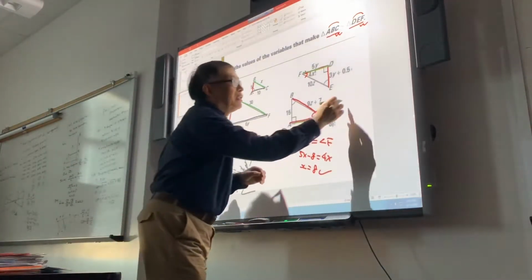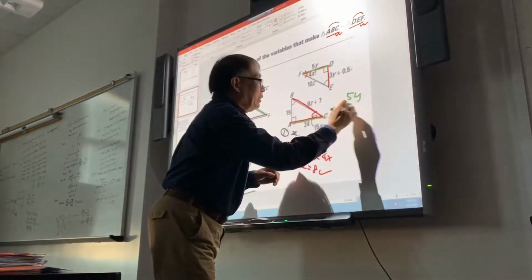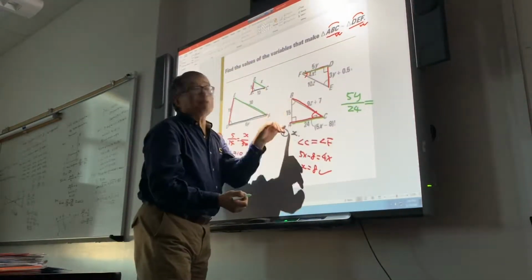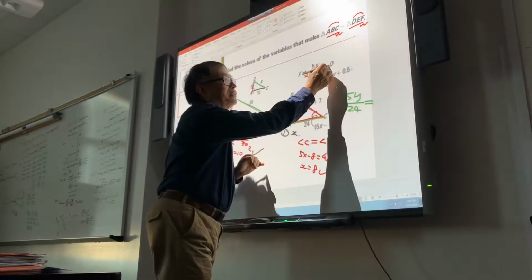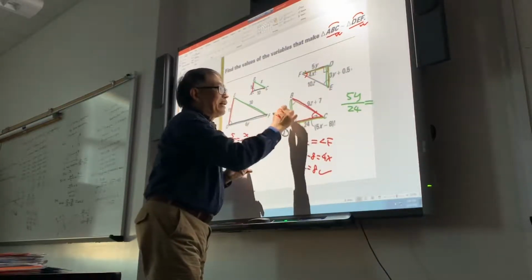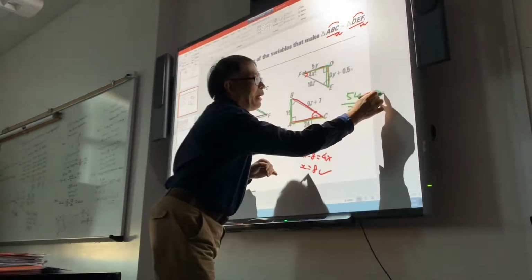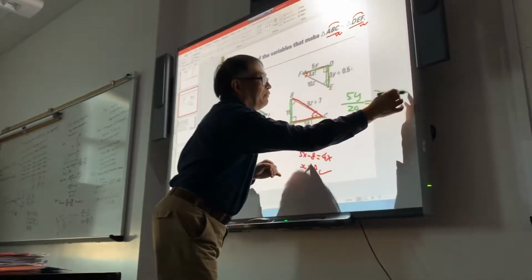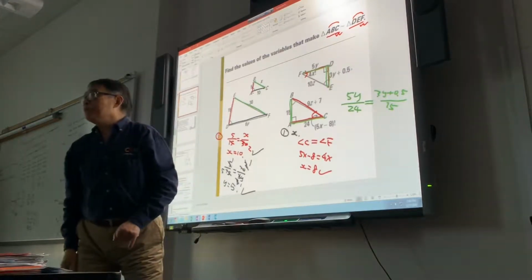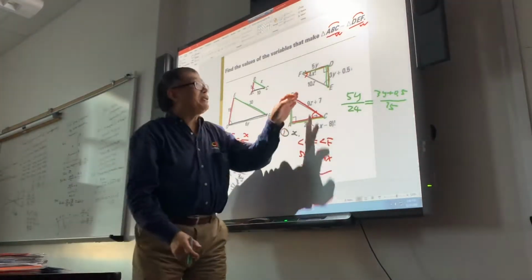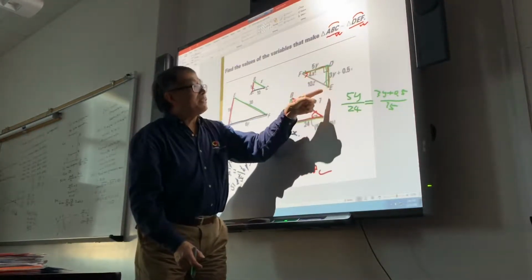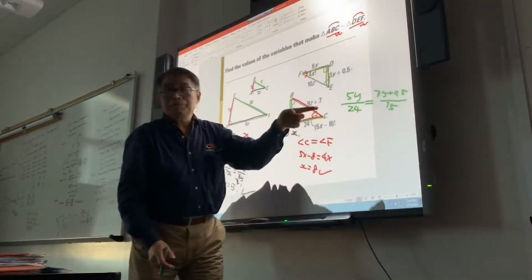So you can use 5y over 24 equals, this one must be corresponding. This is another leg. This side over this side. So 3y plus 0.5 over 15. Do you understand me, please? Yes? So corresponding sides: 5y over 24, 3y plus 0.5 over 15.